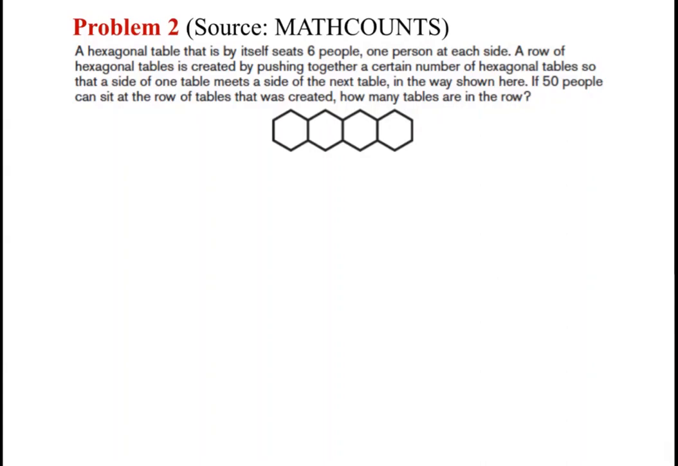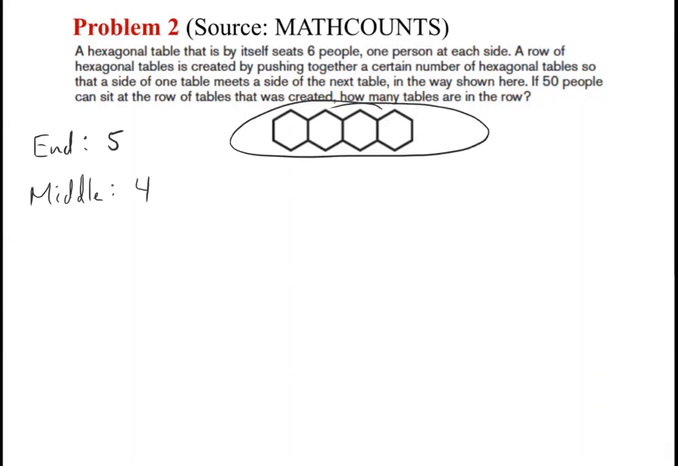So you have 2 types of tables. You have the tables at the end, and you have tables in the middle. Okay. So the ends each seat 5 people, and the middle ones each seat 4 people. So in a row of hexagonal tables, you only have 2 ends. So the ends together seat 10 people.